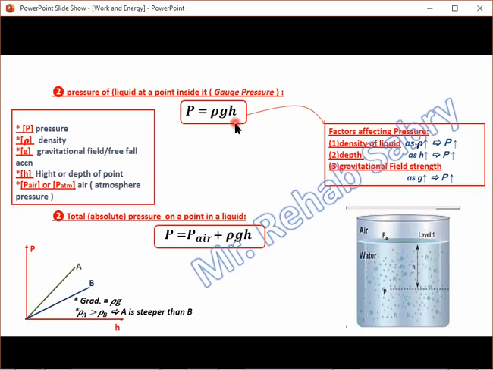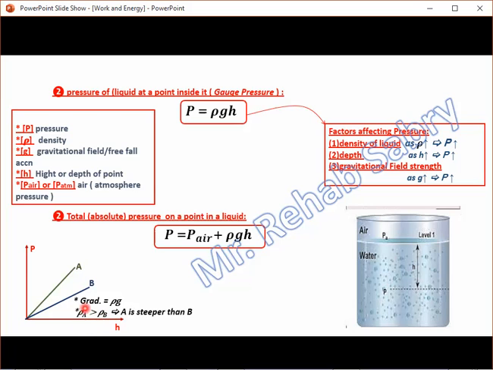We take rho h as the x-axis, so the factor beside the x-axis is the gradient. This is always a rule. The gradient here will be rho g. If we have two liquids A and B, which one has the larger gradient? This one, which is the steeper one, because as the angle with h, the x-axis, increases, the gradient is more. So the steeper the line, the more the gradient.